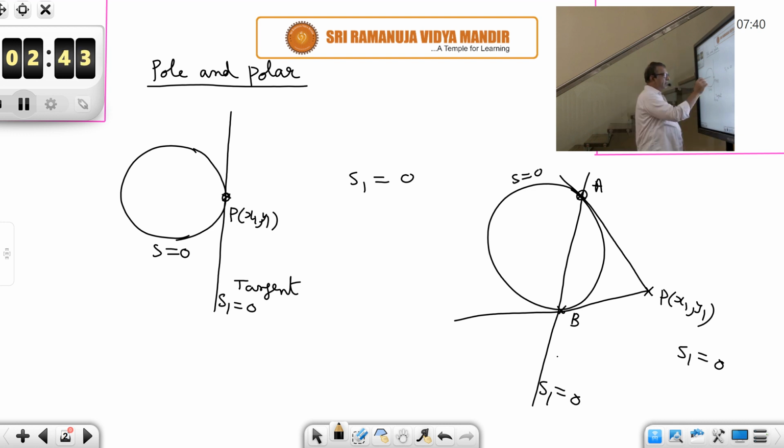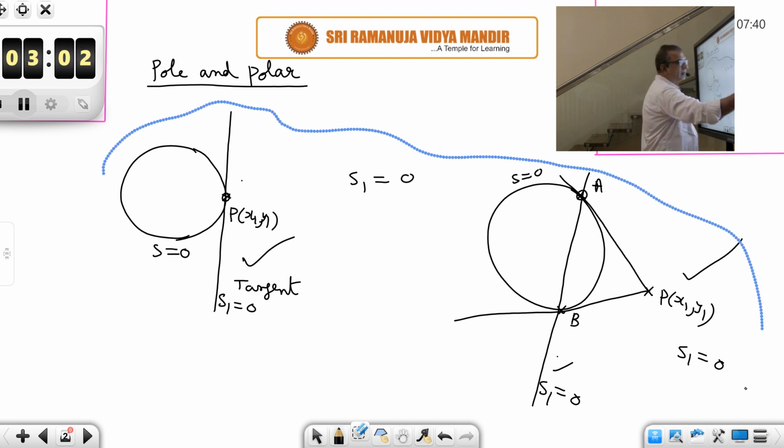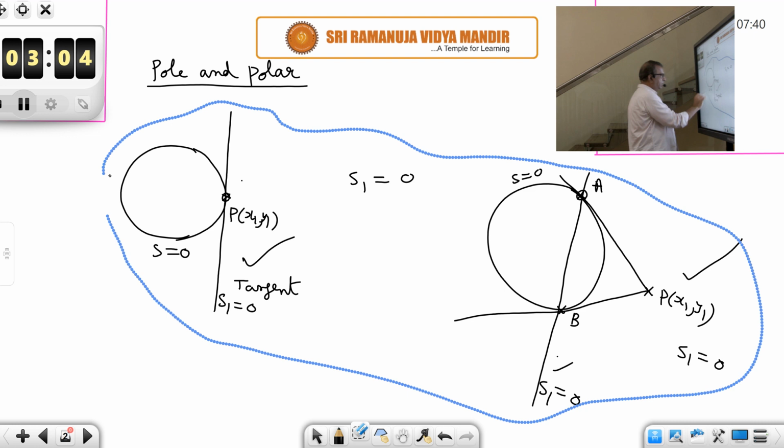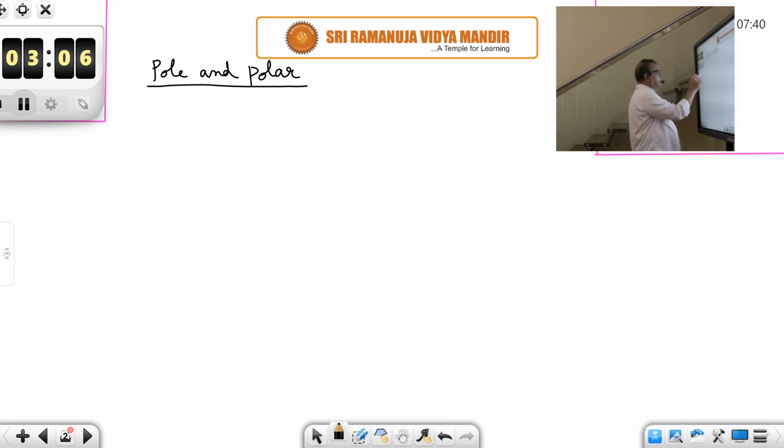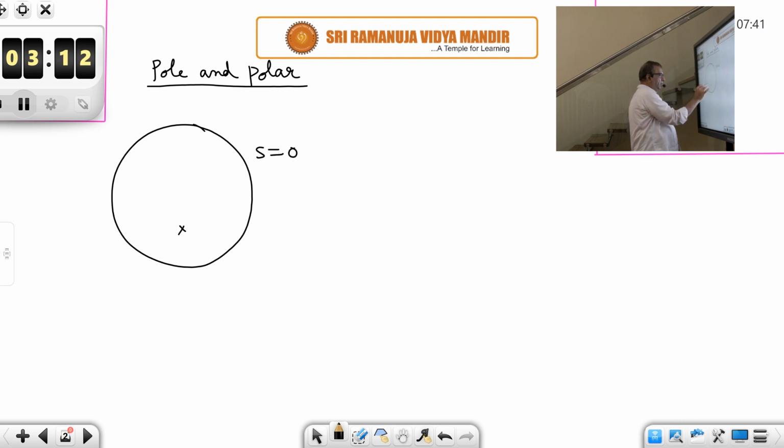So if the point is on the circle, S1 equal to 0 is the tangent. If the point is outside the circle, then S1 equal to 0 is the chord of contact. Now the question is, if the point is inside the circle, what is S1 equal to 0? That is the question. So I will remove this and draw a new circle here. S equal to 0, and P(x1, y1) is a point inside the circle.